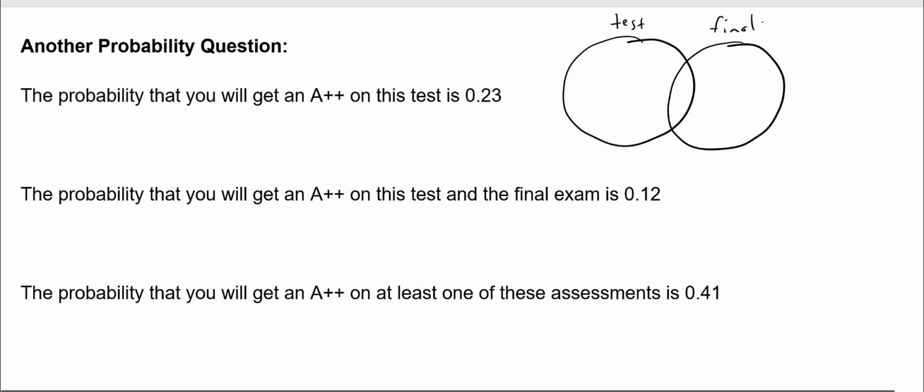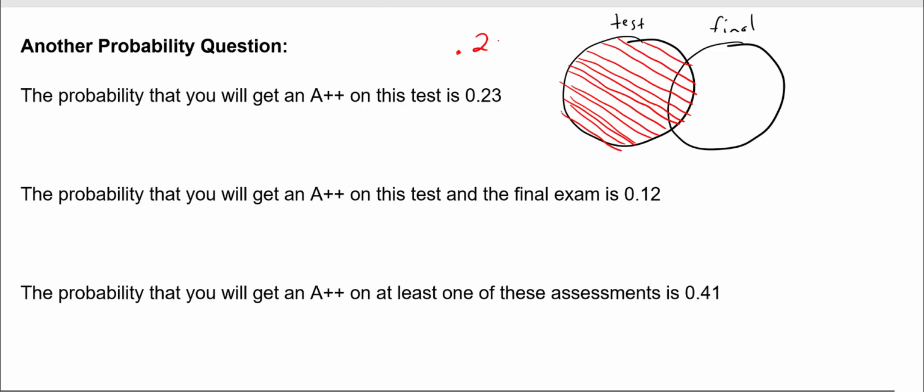Okay, so it says the probability that you get an A++ in this test is 0.23. What you guys need to understand is if I'm talking about the test, that's basically this. It includes the little overlap part that it shares with the final, because it says the test. Now, if the question was a little bit different, it says the probability that you get an A++ only on this test or just on this test, it would not include that middle section there. Okay, but because I said the probability of getting an A++ in the test is 0.23, that's what's shaded in red. This whole red thing is 0.23.